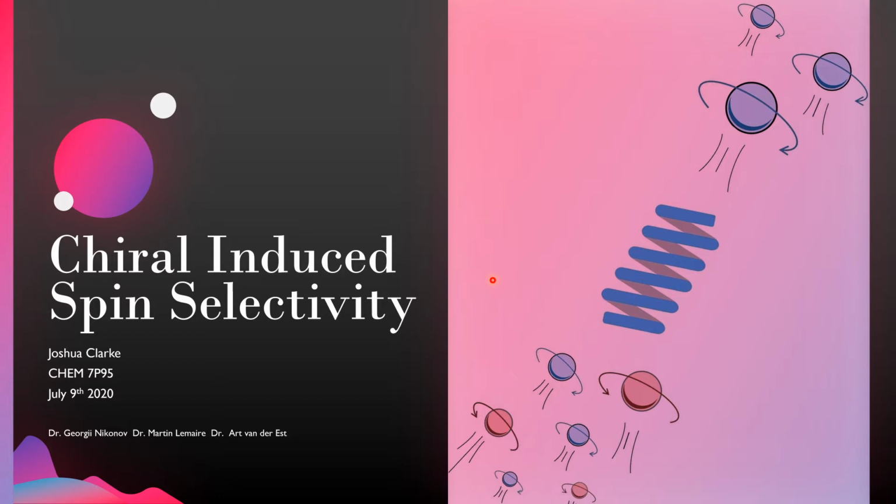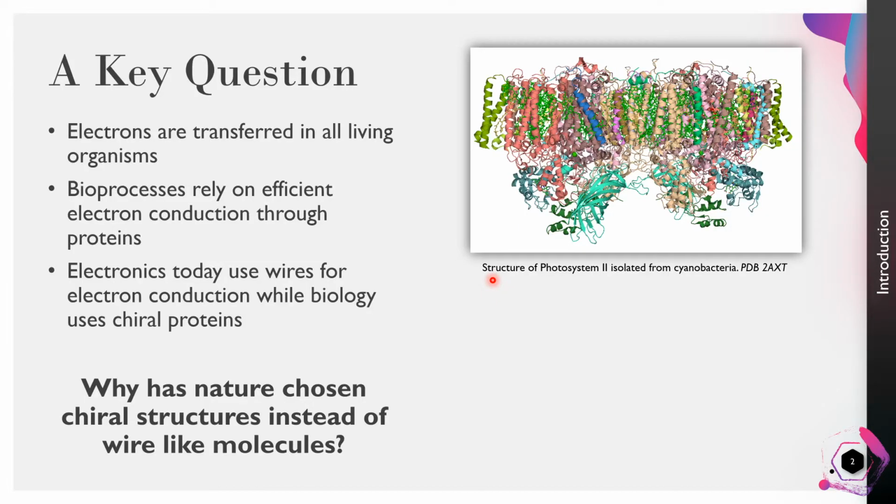Thank you, Dr. Atkinson, for that wonderful intro. So yeah, today for my 7P95, I'll be talking about chiral induced spin selectivity. This process is primarily a phenomenon that's been discovered that deals with electron transfers. As we know, electrons are transferred in most organic or biological compounds and organisms, and is used for the transference of energy as well as information.